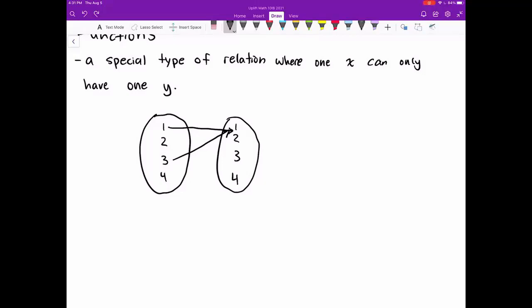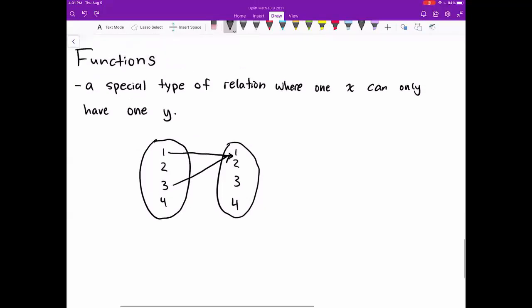Okay, anyways, so to summarize it up, a function is where 1 x can only go to 1 y, can only have 1 y.